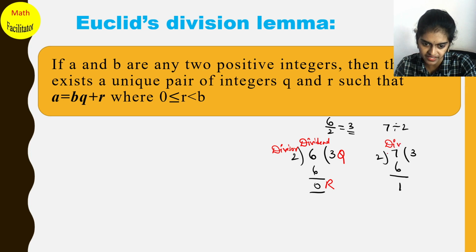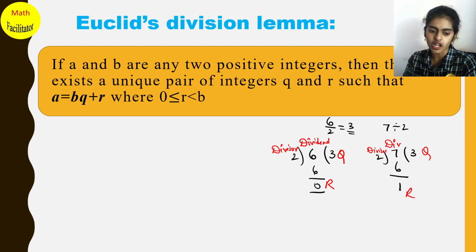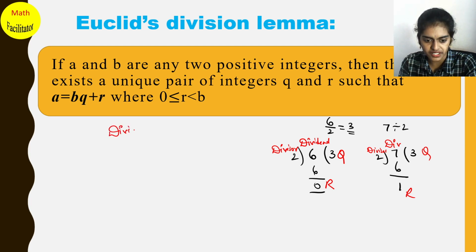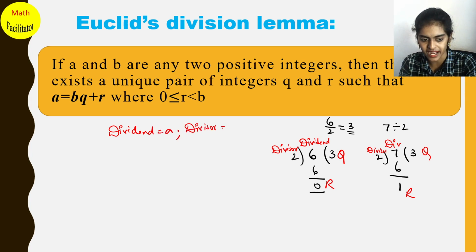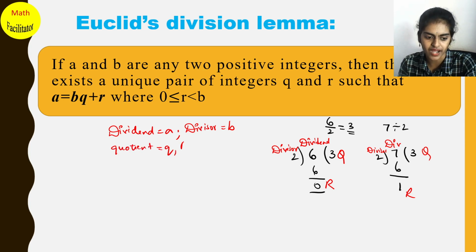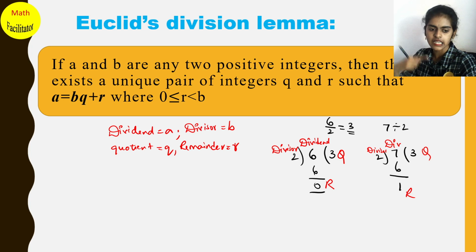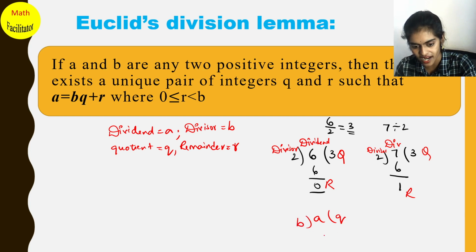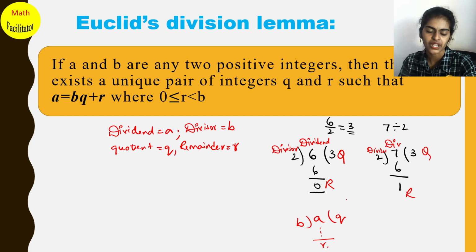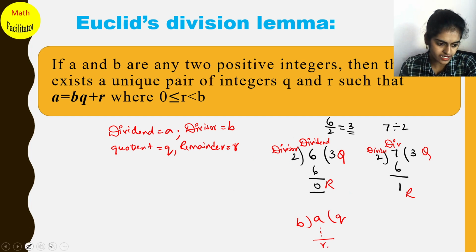Similarly here also, this is called the dividend, this is my divisor, this is my quotient and remainder. Now suppose you denote the dividend by a, the divisor by the letter b, the quotient by Q, and the remainder by R. That means the dividend is a, the divisor is b, the quotient is Q, and after dividing you will get a remainder R.